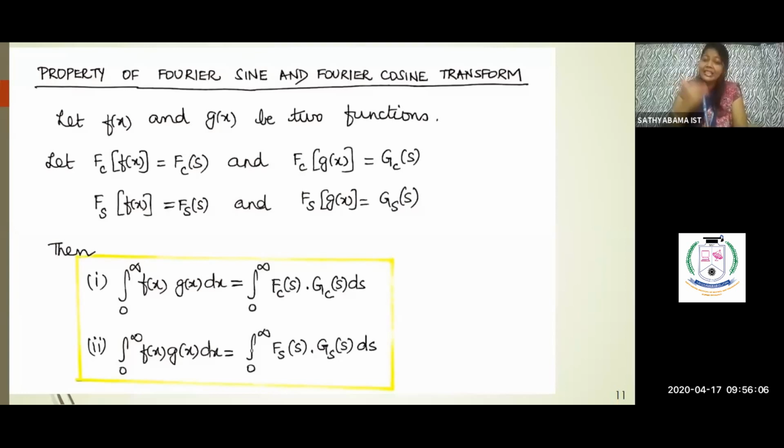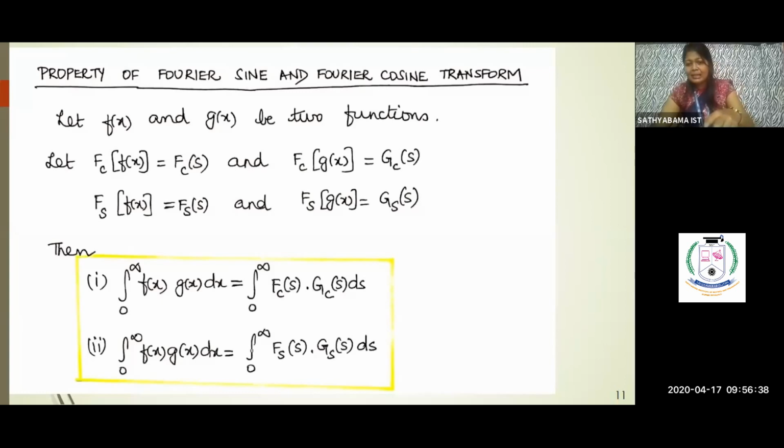It says the integral from 0 to infinity of f(x) g(x) dx is equal to the integral from 0 to infinity of Fc(s) Gc(s) ds. Similarly, the same left hand side is also equal to the integral from 0 to infinity of Fs(s) Gs(s) ds. So this is one property that I want you to remember. On the right hand side, what are Fc(s) and Gc(s)? They are the Fourier cosine transforms of f(x) and g(x) respectively.